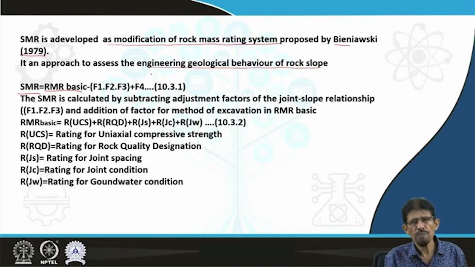However, the fourth component F4 refers to the method of excavation. So F1, F2, F3 are related to the joint-slope relationship, however this F4 is related to excavation technique. The RMR basic, we know, is a rating for UCS plus rating for RQD plus rating for joint spacing, rating for joint condition, and rating for groundwater. After summing all these components, we subtract the multiple of F1, F2, F3 for adjusting the slopes, and then add F4. In this way we calculate slope mass rating very correctly and in a very easy way.